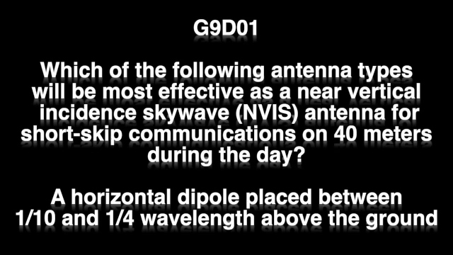G9D01. Which of the following antenna types will be most effective as a near-vertical incident skywave (NVIS) antenna for short-skip communications on 40 meters during the day? A horizontal dipole placed between 1/10 and 1/4 wavelength above the ground. G9D02. What is the feed point impedance of an end-fed half-wave antenna? Very high.